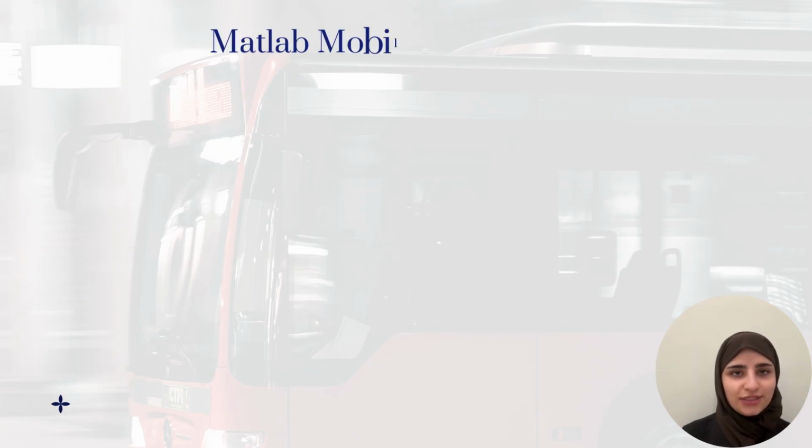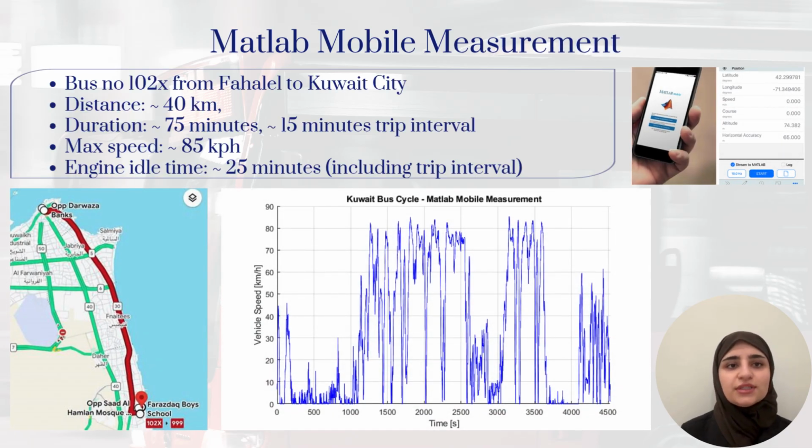For this part, real driving data was collected using MATLAB Mobile from a bus route in Kuwait from Fahahil to Kuwait City. This route was about 40 kilometers and it took around 75 minutes, and the maximum speed was 85 kilometers per hour. This data was used to create a realistic driving cycle with frequent stops, making the simulation more accurate.